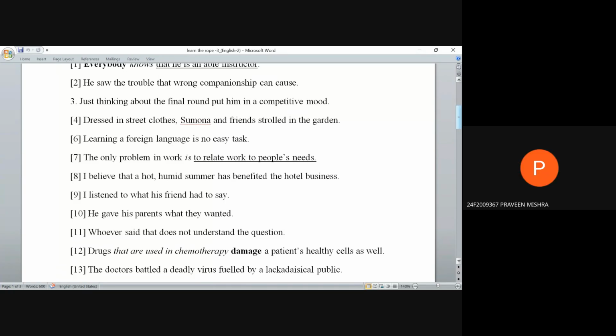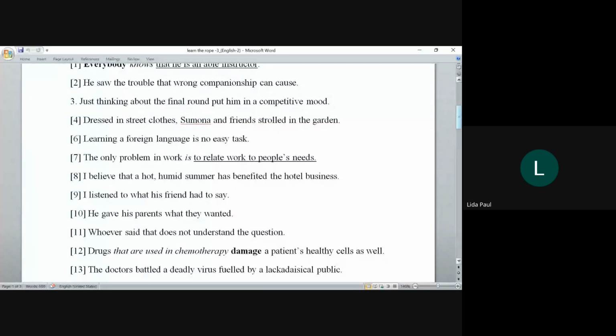Adjectival? No. Look at it carefully. The only problem in work is to relate work to people's needs. What is the only problem in work? Noun, right? Again, noun, because it is in the predicate. Which means it's not an object per se, but it is in the object position, in the predicate. So I can ask a question: the only problem in work is what? And my answer is to relate work to people's needs.